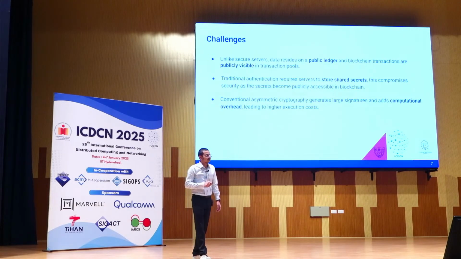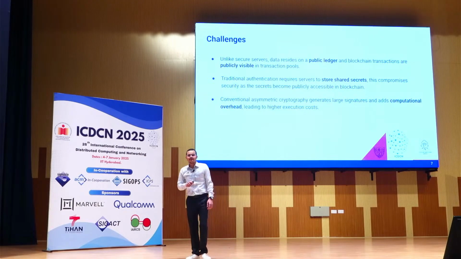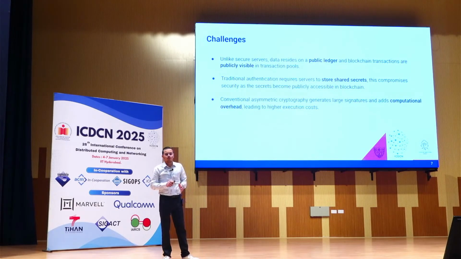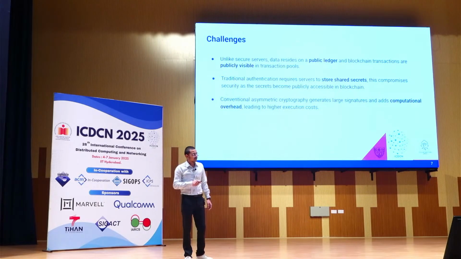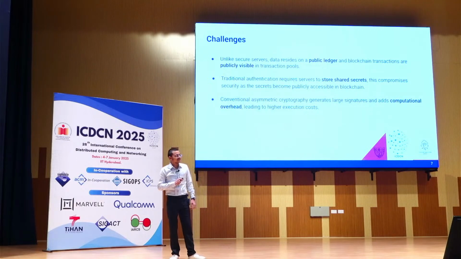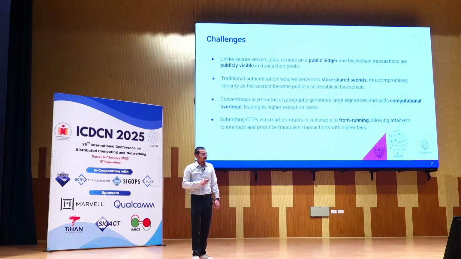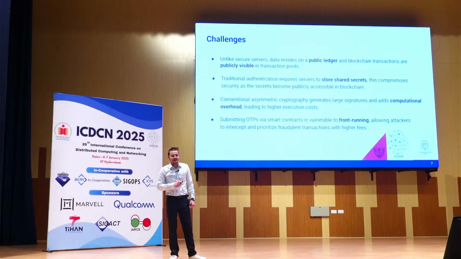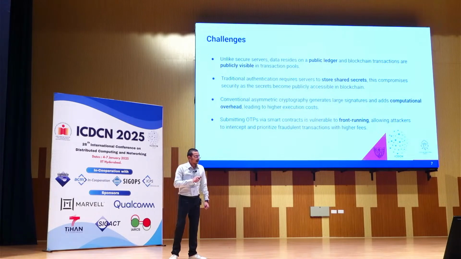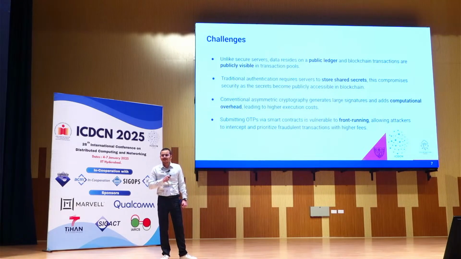Also, using conventional asymmetric cryptography techniques will result in computational overhead, because we have a gas limit in the blockchain, and because of those gas limits, these asymmetric cryptography techniques will lead to higher execution costs. Also, submitting OTPs via smart contracts is vulnerable to front-running attacks. If you submit the OTPs via a smart contract, the attacker can intercept and prioritize his transaction against the transaction which we initiated.